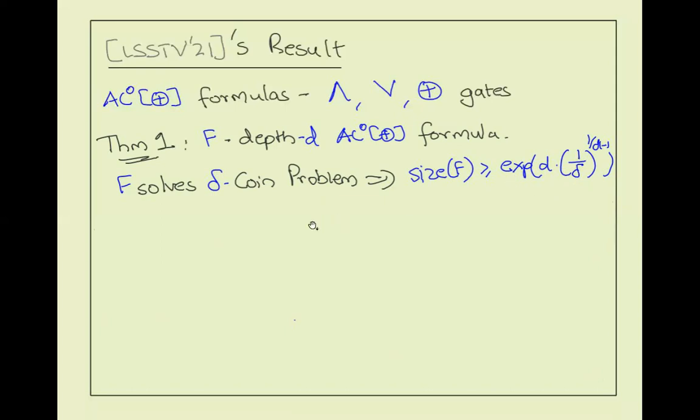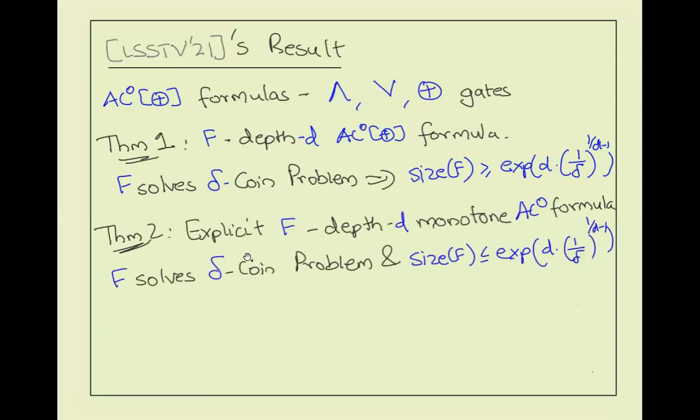And the second theorem that LSSTV prove is a matching upper bound. They come up with explicit depth D monotone AC0 formulas. These are formulas that don't use XOR gates at all; they just use AND and OR gates. They're depth D formulas of this kind that solve the delta coin problem. And moreover, their size bound roughly matches the lower bound up here.